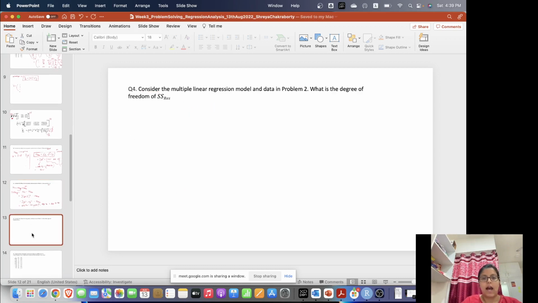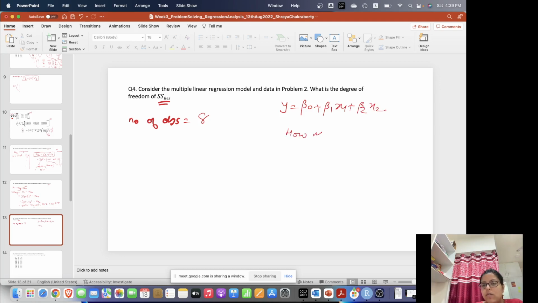Next, we are asked to find out the degrees of freedom of sum of squares due to residuals. So here, total number of observations, we have 8, and our model was y equal to beta naught plus beta 1 x1 plus beta 2 x2. So how many normal equations? We have three equations. 3. Then, so this is my k. So the degrees of freedom would be n minus k, that is 8 minus 3, 5.